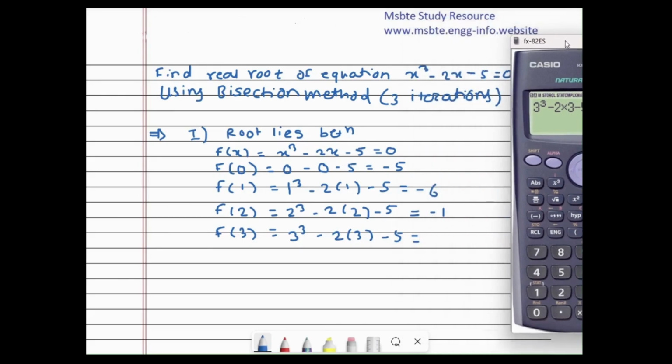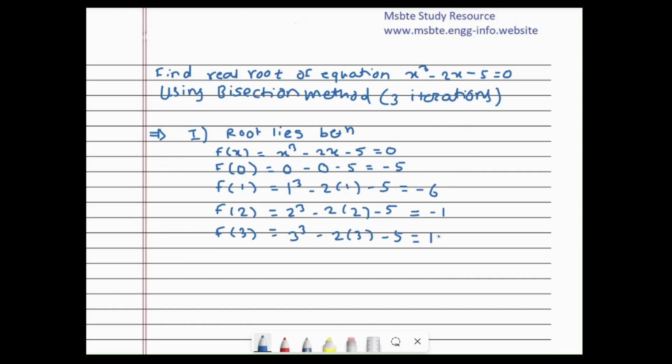plus 16. So here the function has changed its sign, negative to positive. Means 0 will lie somewhere in between. So we write the root lies between 2 and 3. This is the first part of the problem. We have to find the domain in which the root lies: 2 and 3.